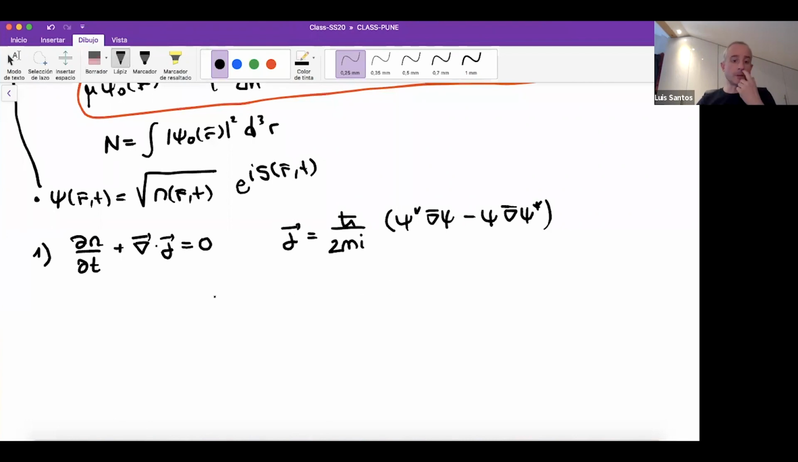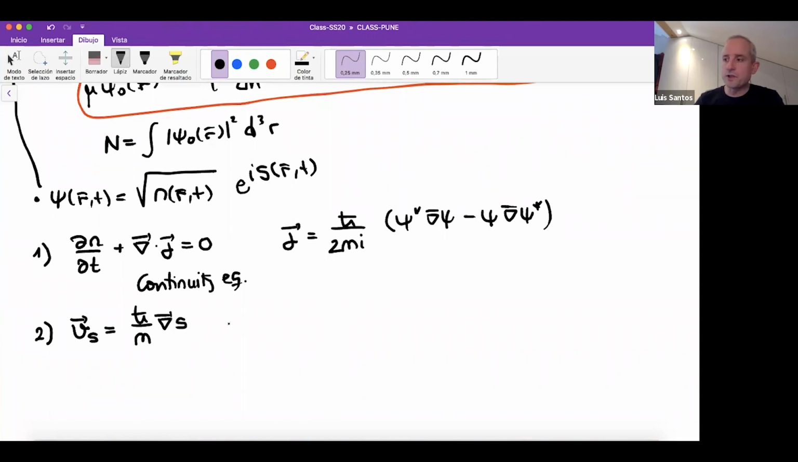Yes, so the continuity equation is nothing else than just the conservation of the number of particles in the system, right? The second equation that one gets there is an equation for the phase, but I will actually not write the equation for the phase, but the equation for the velocity. Let me introduce this velocity here, which is nothing less than the gradient of the phase, and which is actually the velocity of the condensate flow.